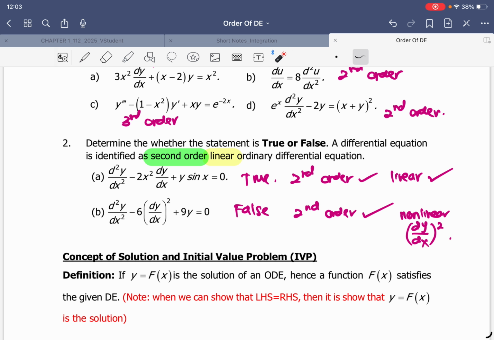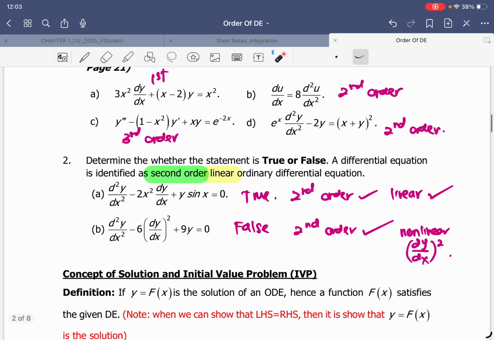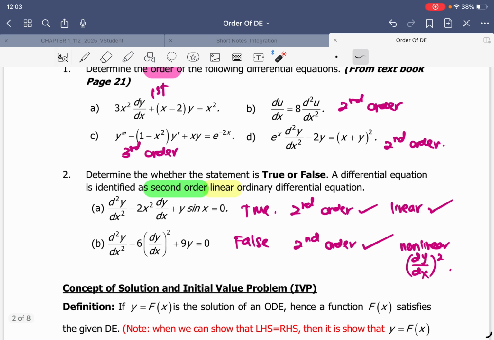From this video, you have learned how to determine the order of the differential equation, and you also learned how to determine whether the equation is linear or non-linear.